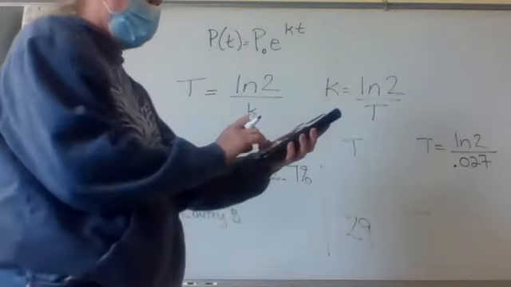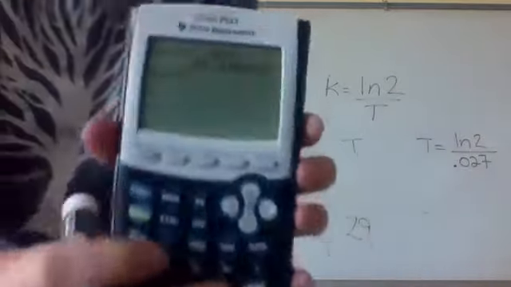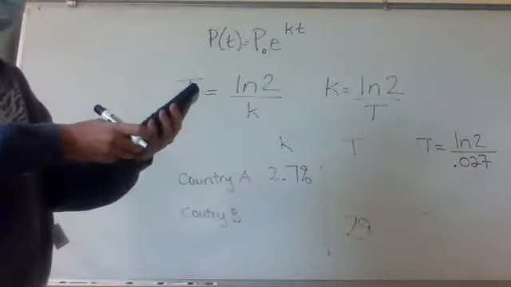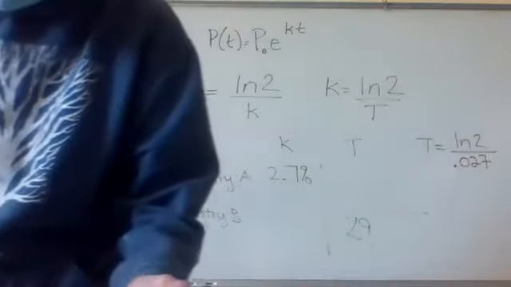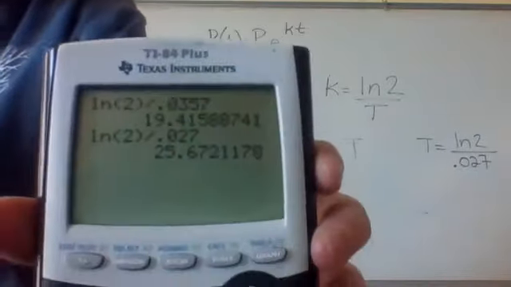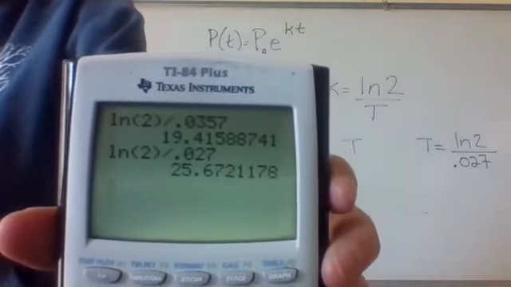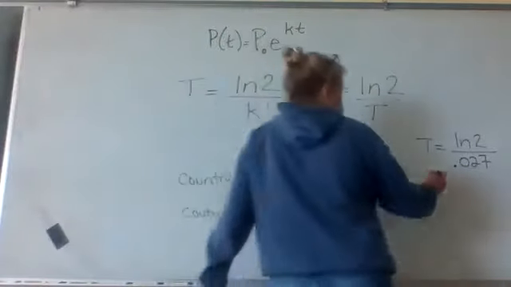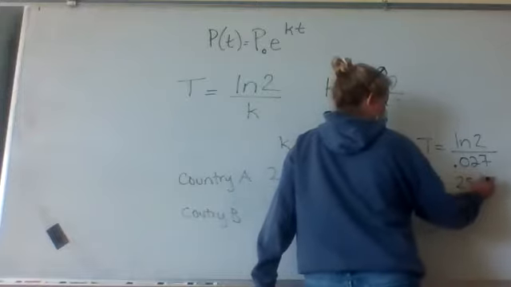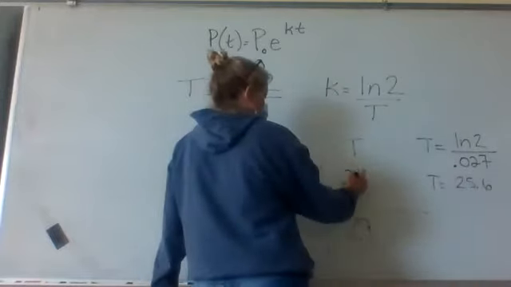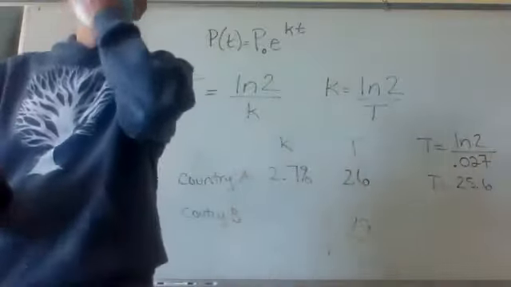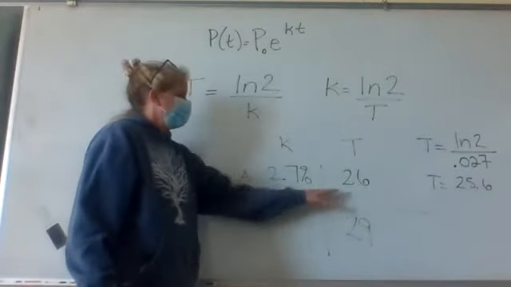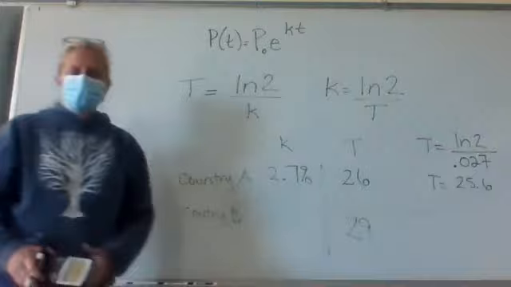That's going to give you the doubling time. So I've got ln 2. Now again, make sure you close your 2 and then divide it by the rate. So divide it by 0.027, and it wants to round doubling time to the nearest whole number. So if I have 25.6 and round 25.6 to the nearest whole number, it'll be 26 years. So if the rate is growing at 2.7%, it's going to take 26 years for the population to double.